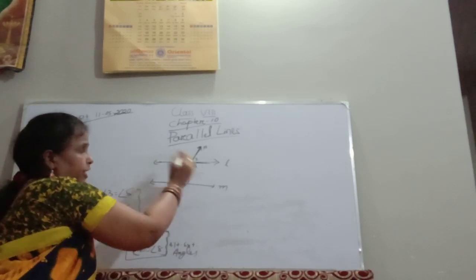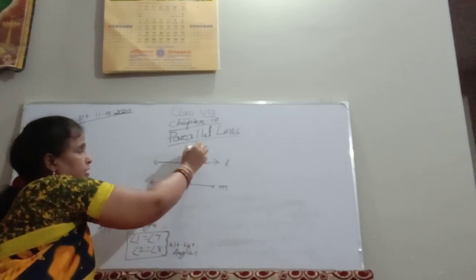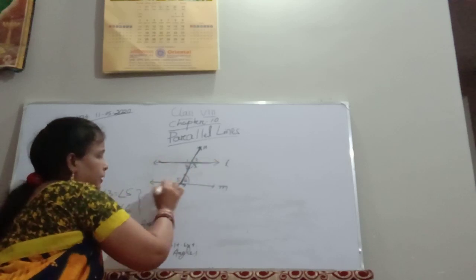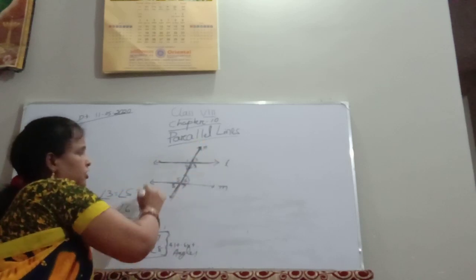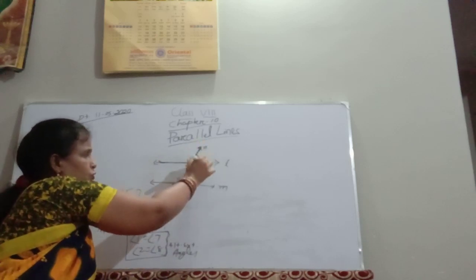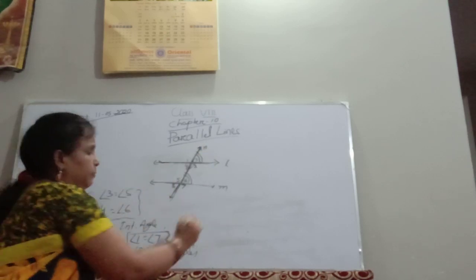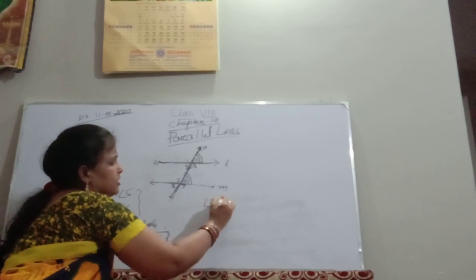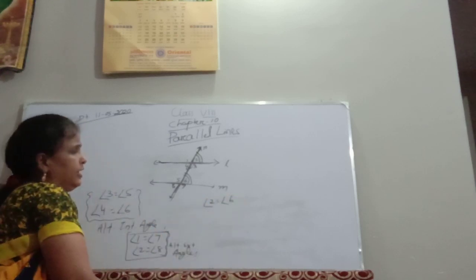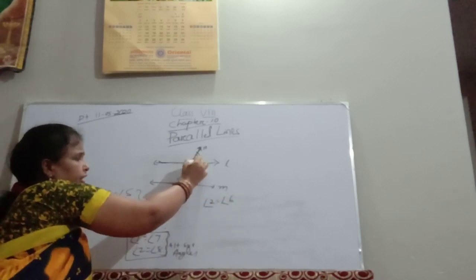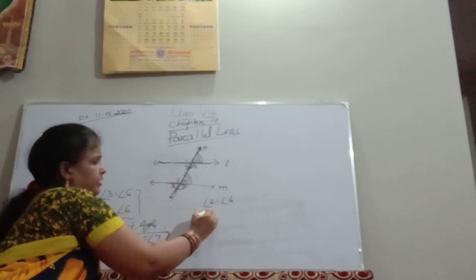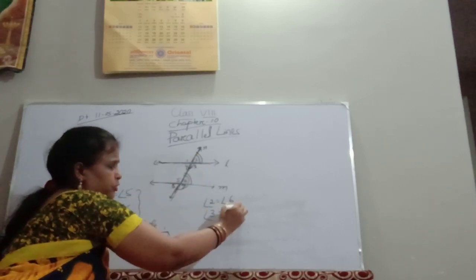Corresponding angle, it is very important. Corresponding angle means these two lines are parallel. This is a transversal line. So therefore these two angles are known as corresponding angles. That means angle 2 is equal to angle 6. Similarly, you can see angle 3 is equal to angle 7. This is also a corresponding angle.